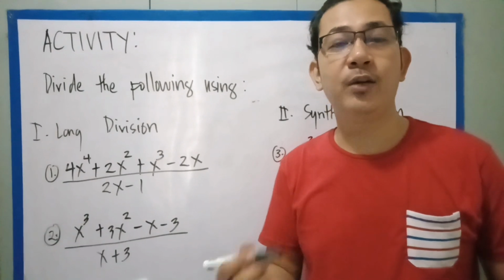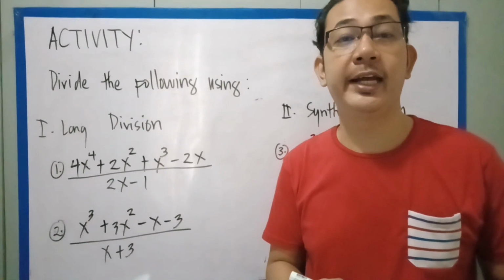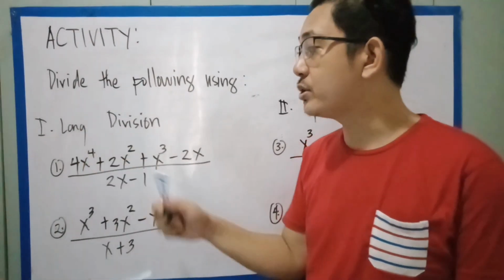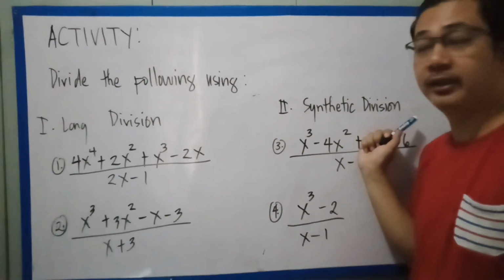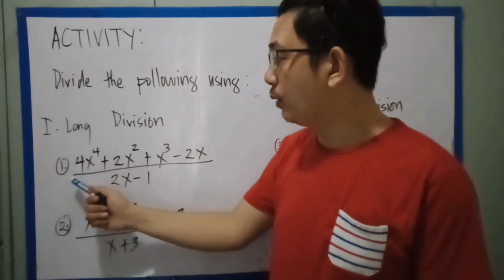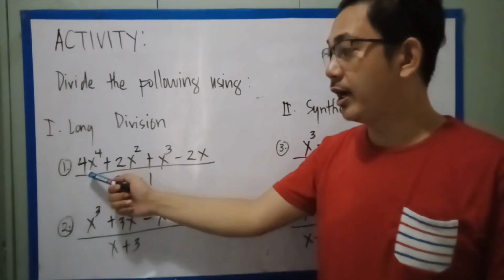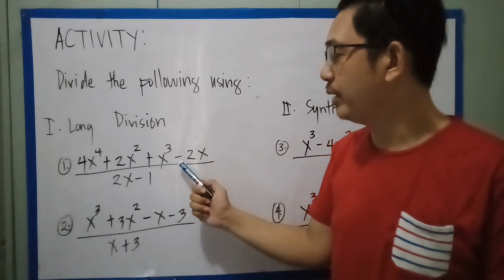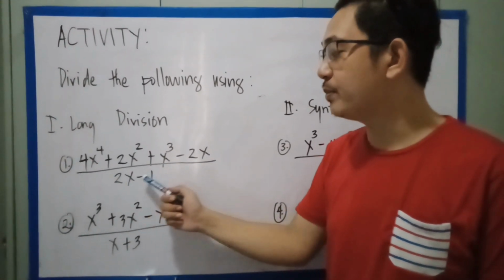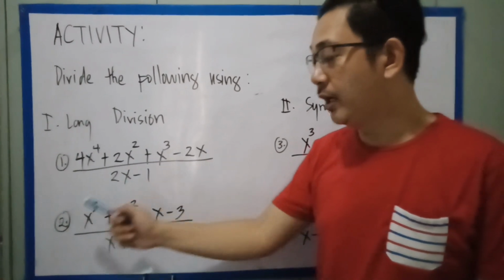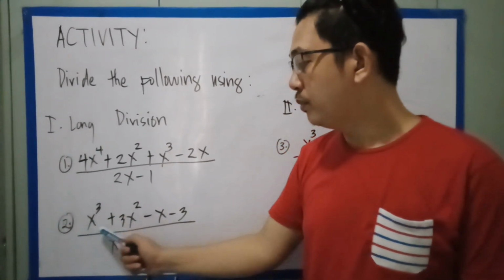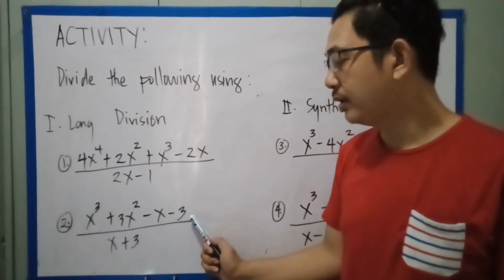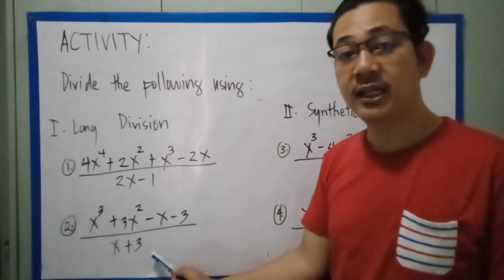Okay, so we're done with our discussion, so we will proceed with the activity. So in this activity, we're going to divide the following using long division and synthetic division. So for number 1, using long division, we have here 4x to the 4th power plus 2x squared plus x cubed minus 2x divided by 2x minus 1. Number 2 is x cubed plus 3x squared minus x minus 3 divided by x plus 3.